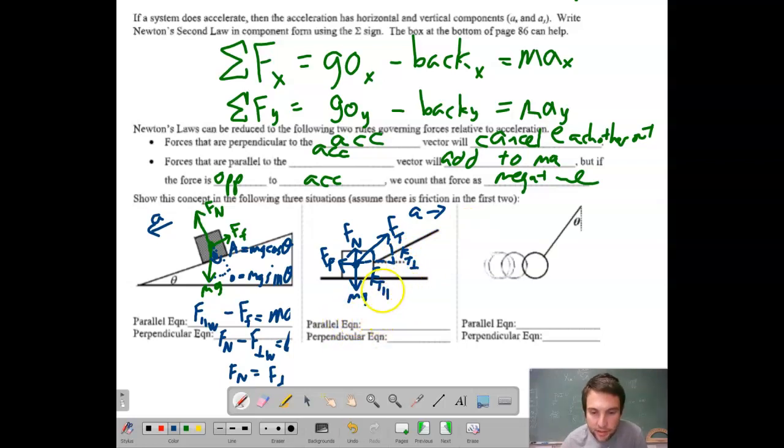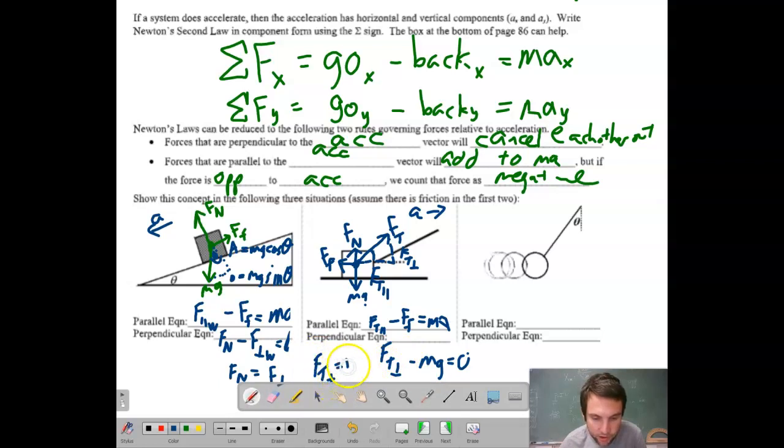All right, so parallel. Stuff that makes it go is going to be parallel component of our tension minus the stuff that's holding it back, FF, equals MA. For the perpendicular equation, we have up minus down, so Ft perpendicular minus mg equals 0 because we're not going up or down. So Ft perpendicular, if you want to simplify this a little bit more, will just equal mg.